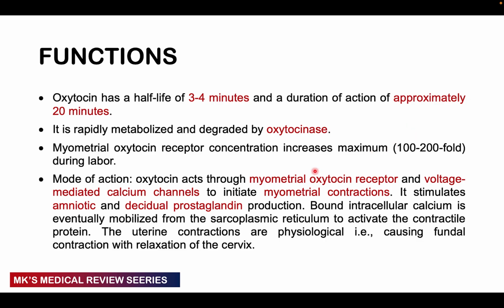The mode of action of oxytocin is that it's going to be binding to these oxytocin myometrial receptors and stimulating the voltage-gated calcium channels. And remember, an influx of calcium into the intracellular compartment is going to stimulate these myometrial contractions. It's also going to stimulate amniotic as well as decidual prostaglandin production, and the bound intracellular calcium is going to be mobilized from the sarcoplasmic reticulum to activate the contractile proteins. The uterine contractions are going to be physiological, meaning that they cause the fundus to contract without relaxation of the cervix.